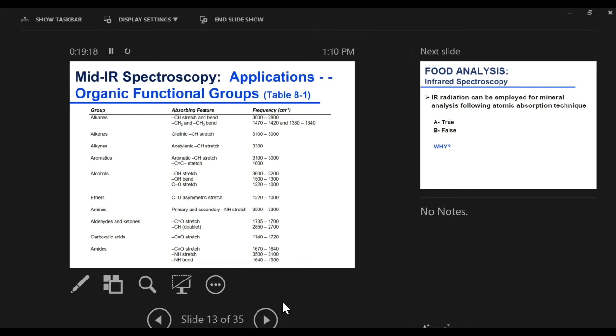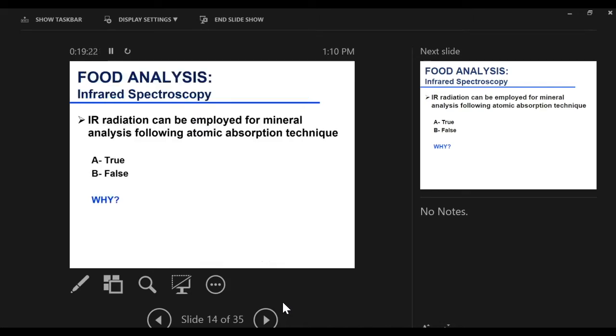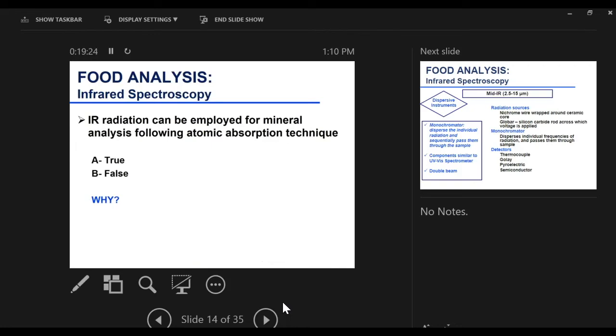Can IR be employed to measure mineral content in atomic absorption? Think about it, all of you. Will? You said yes? Are you sure? Certain? You're certain? 100%. I'll make a dance band. A dance now? Okay. Why are you certain?